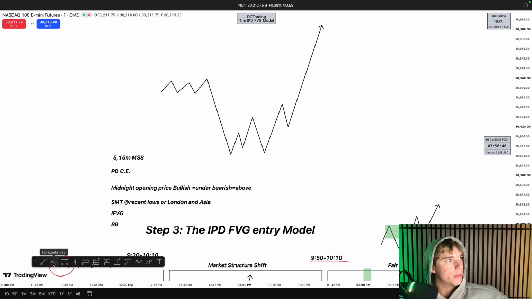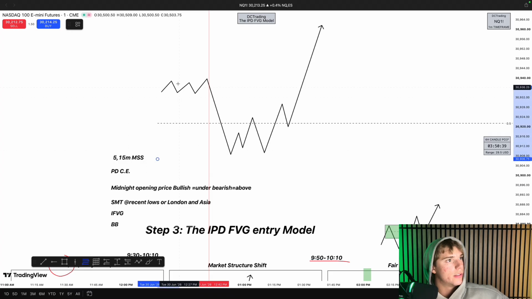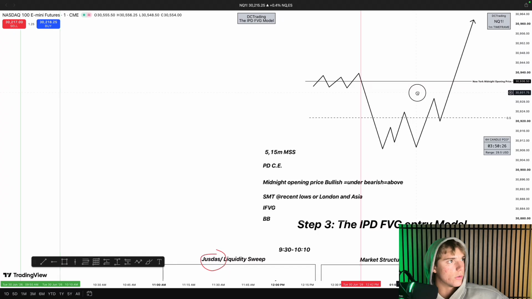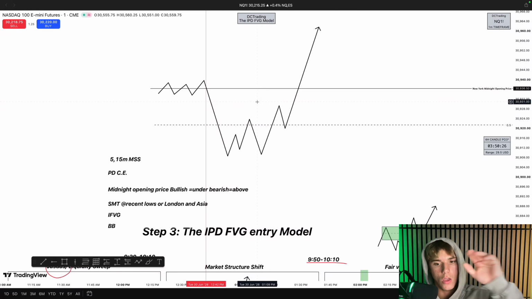And then we'll do market open is right here. Previous day consequent encroachment is right there. And then we also have our midnight opening price right here. Okay. What do we see already?